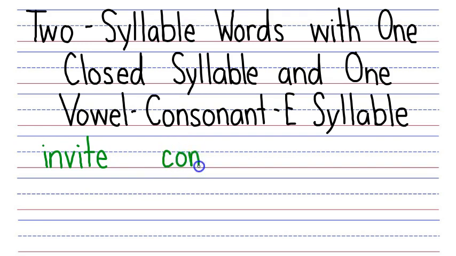Next word, compose. First syllable, come, spelled with a C that says k, an O that says ah, and an M that says m. Second syllable, pose, with a P that says p, an O that makes a long O sound, O, an S that says z, the second sound of S, because S says S and Z, and a silent final E that tells us that that O makes a long O sound.